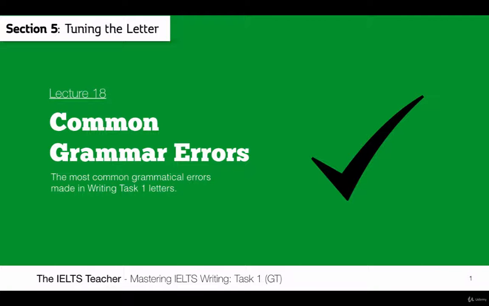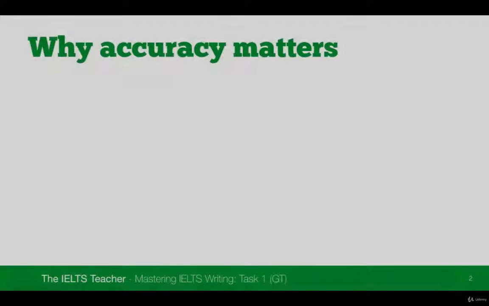We come now to the final lecture in this section, and actually the final lecture which deals with the band descriptor requirements, the band descriptor criteria, before we close up with a conclusion section in the section after this one. And in this final lecture, we're going to be talking about common grammatical errors which candidates tend to make when writing their Task 1 letters. So let's get started and have a look at why this is important.